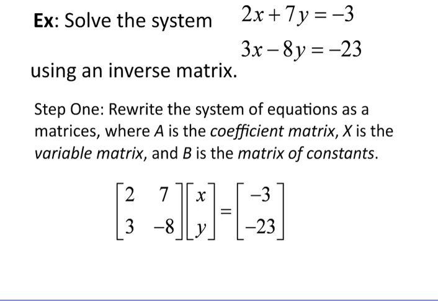So in this system, we have 2x plus 7y equals negative 3. 3x minus 8y is equal to negative 23. So the first step is we have to rewrite it in matrix form. Again, we have the coefficient matrix times the variable matrix equals the constant matrix. So they put them in that form.